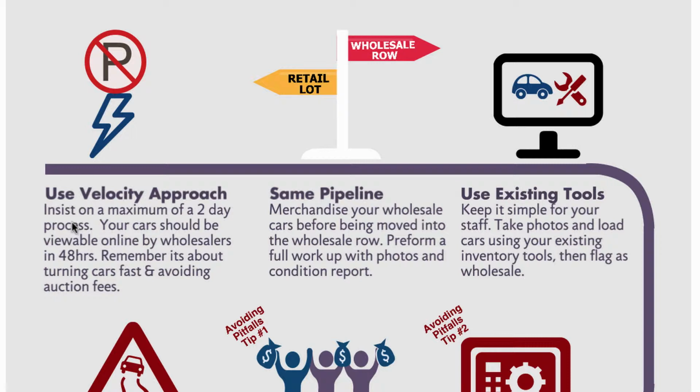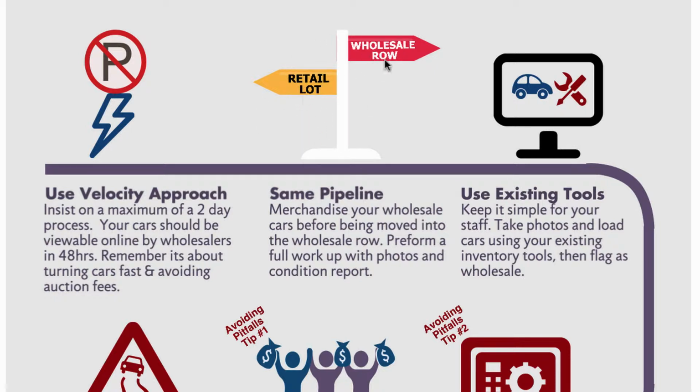Velocity approach basically means insisting that your cars are processed in your auction software within 2 days of arrival at your dealership. This is critical because it means that they're in front of the wholesalers who are potential buyers of your wholesale cars way early, before the auction is about to start. So don't wait until a day or so before the auction's about to start. Give it time to percolate in the wholesaler arena. And how you do that is pretty simple.